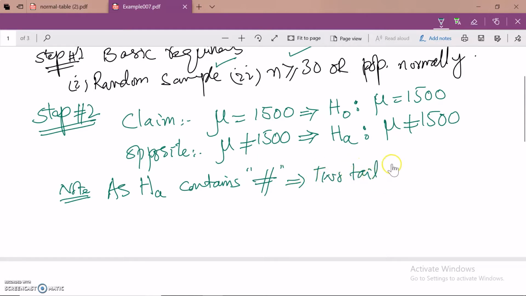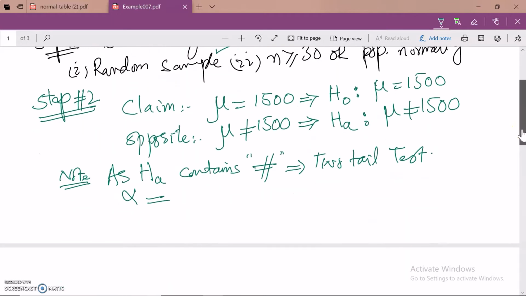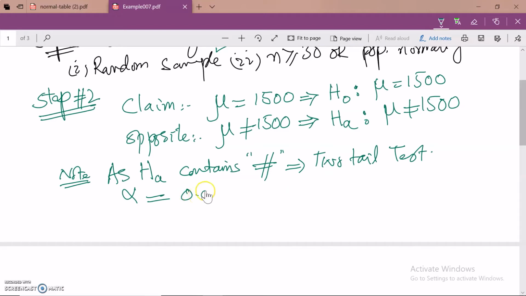It's a two-tailed test. And finally, in this step, we write the significance level. The significance level given to us is 5%. Alpha is 5%, it's 0.05. So we have completed step number 2. We have written the null hypothesis, the alternative hypothesis, decided the type of test, the two-tailed test it is, and we have written the significance level.